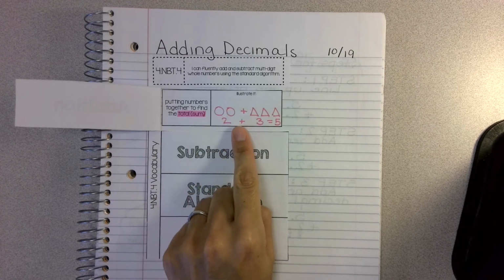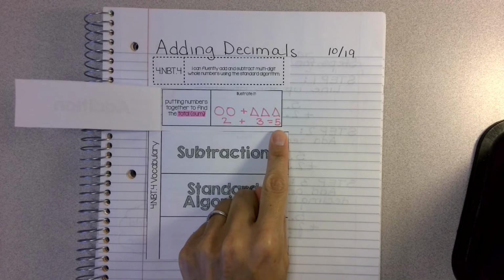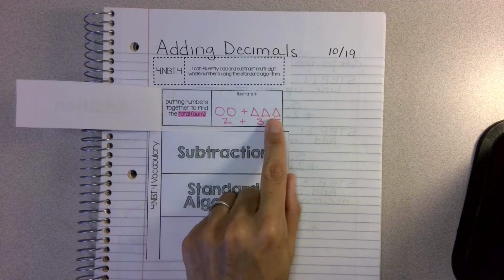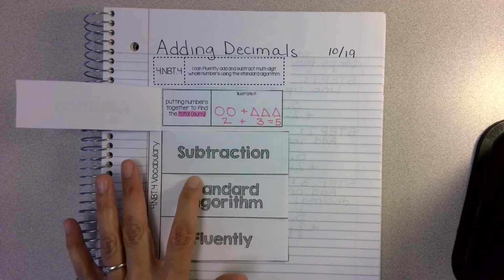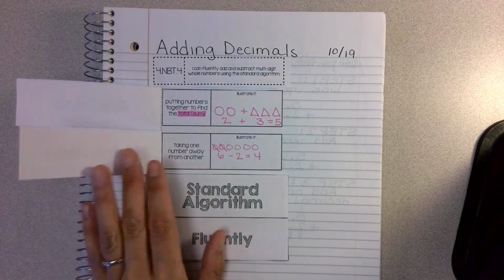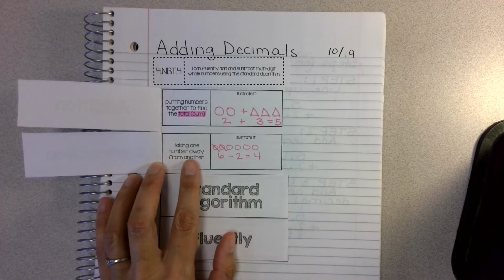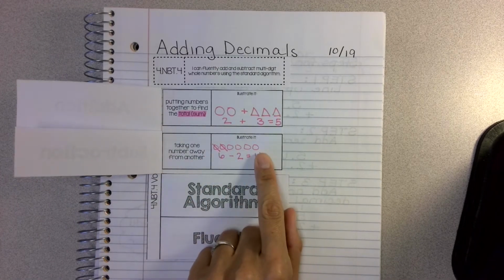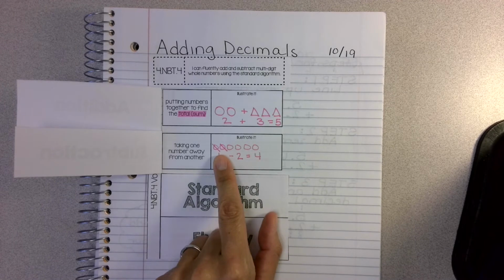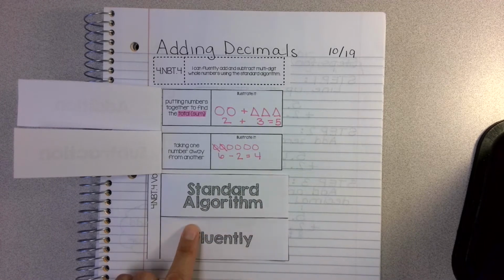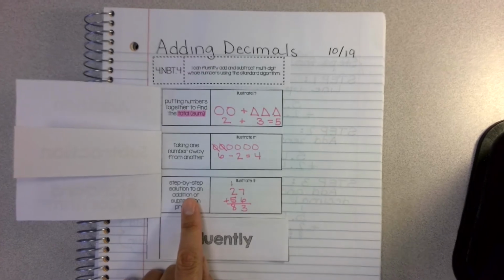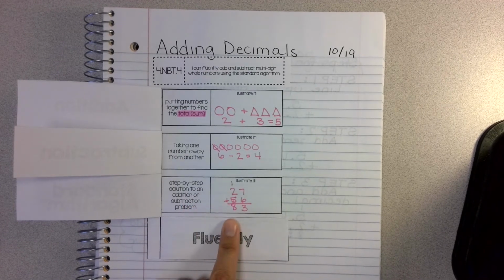So I have 2 plus 3 equals 5. So I'm putting these shapes together in one section. So 2 circles plus 3 triangles equals 5 shapes. Then subtraction, taking away one number from another. So I had 6 and I took away 2 of them, and it equals 4. That's subtraction. Standard algorithm is a step-by-step solution to an addition or subtraction problem.